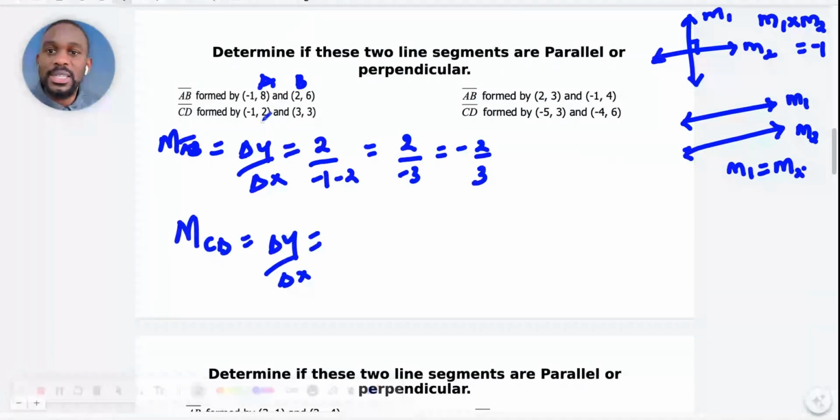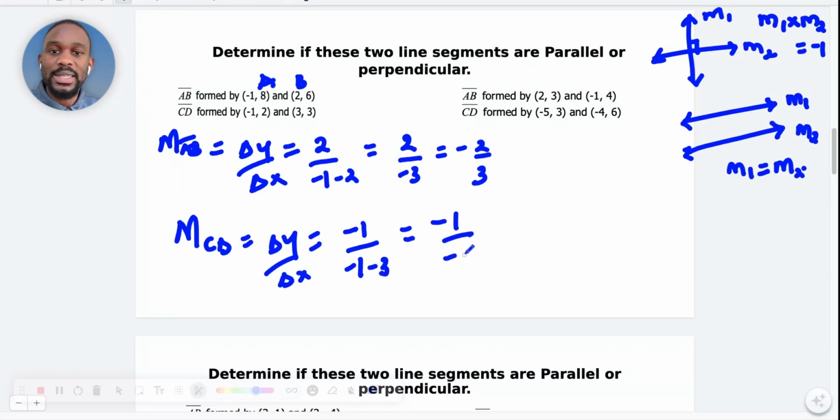What about the slope of line CD? If I start from C to D, and say change in y, subtract the y's, 2 minus 3 would give me a -1, right? And then -1 minus 3, what will that give me? So this is giving me -1 out of -4. Negative divided by negative, you get a positive. So this is giving me 1 out of 4.